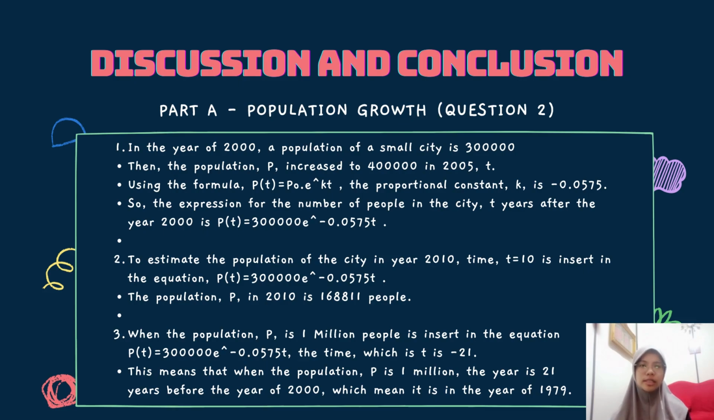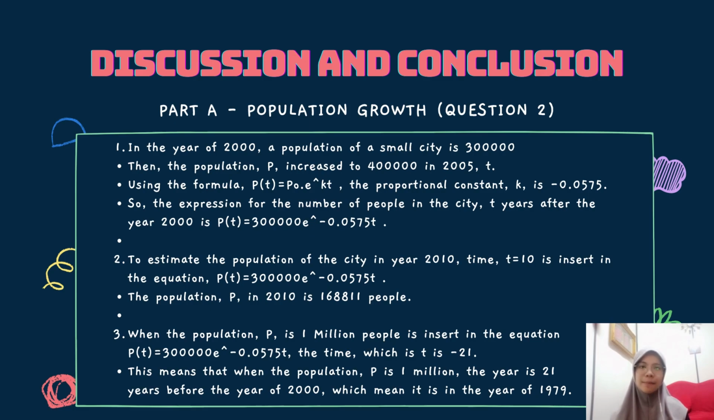Discussion and conclusion. Part A. Growth and population. Question 2. In the year of 2000, a population of a small city is 300,000. This means when the time t is 0, the initial number of population, P0, is 300,000.